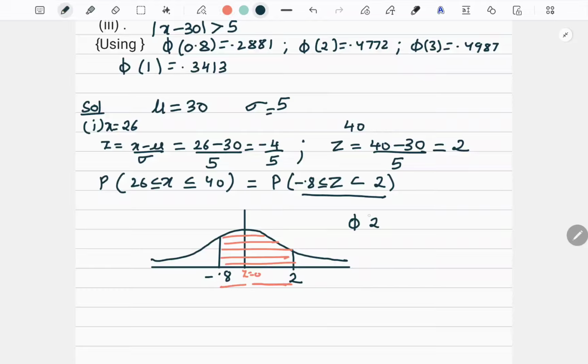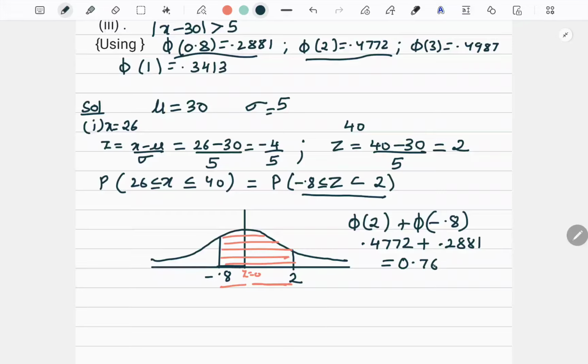Correct? Now, what is phi of 2? Look at the question, it is given: 0.4772, plus, as I said, it is a symmetric curve. Phi of minus 0.8 is the same as phi of 0.8. So what is phi of 0.8? It is 0.2881. Right? So what will be the answer? 0.4772 plus 0.2881. So my answer is 0.7653. Right? So I got my first answer. Correct?